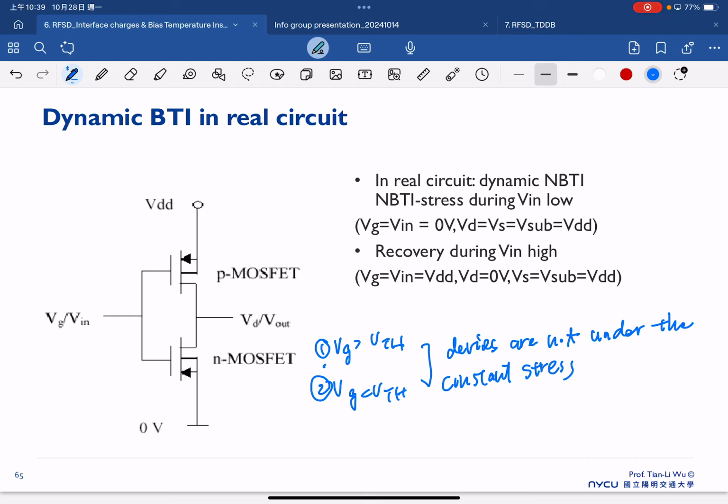So actually it's always on and off in between. So that's a dynamic operation, and that's why we call this dynamic BTI. Once we consider dynamic, that means there is a part of the time that we don't give a bias, so therefore we have recovery effects.